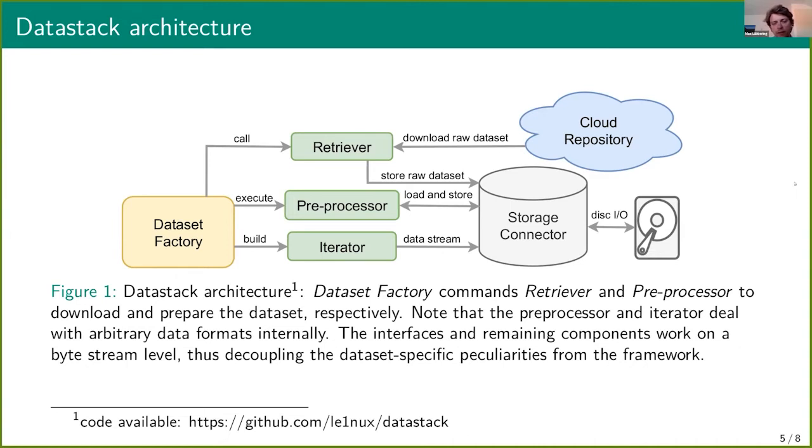And then finally, the iterator loads this preprocessed dataset, again as a byte stream, and it casts it to the specific format that is needed for iteration. So as you can see, on all those interfaces we always use just byte streams, while internally we can do whatever we want with this byte stream. Like we can cast it to our files or to our specific formats that are actually needed.